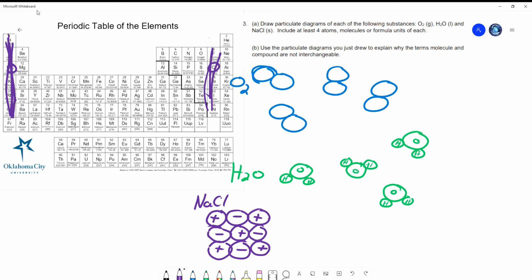Okay, so then explain why the terms molecule and compound are not interchangeable. So oxygen is not technically a compound, but it is a molecule, and it's not a compound because it's only oxygen. It doesn't have another element that it's bonded to. Water, H2O, is going to be a molecule, but it's also a molecular compound.